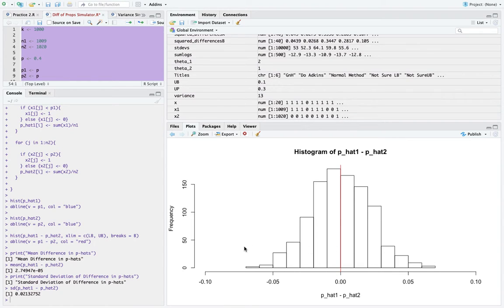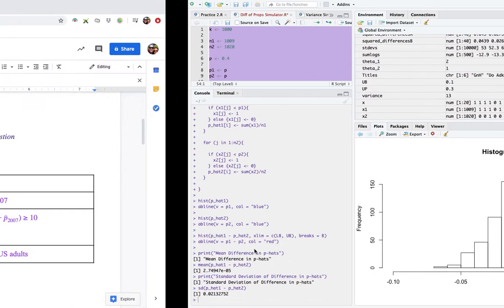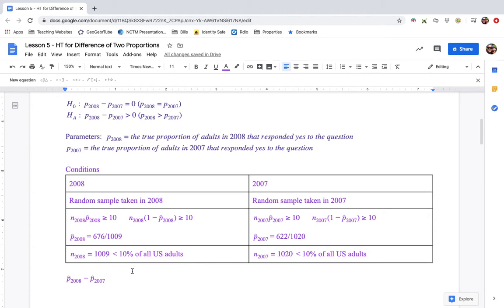So the question is, if this is what we expect to occur, and notice how normal that looks, then we compare this expectation to what actually happened. So let's go to our statistics. What actually happened here? So p hat in 2008 minus p hat in 2007. So this is 0.6769 minus 0.6222. What is the difference that we actually observed?